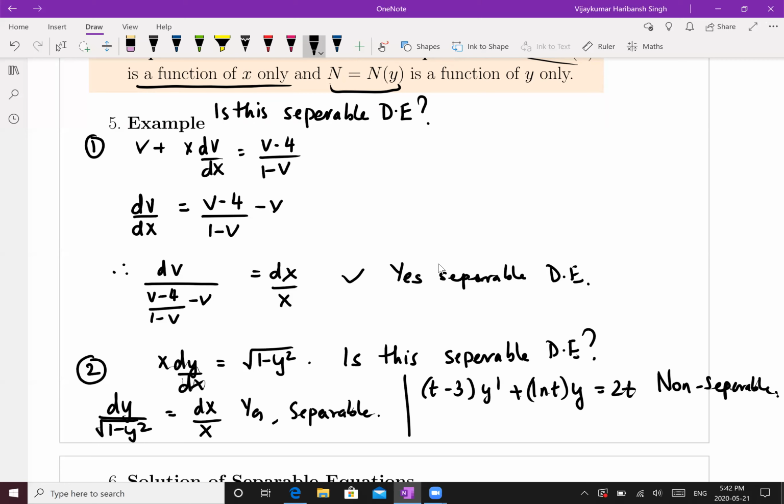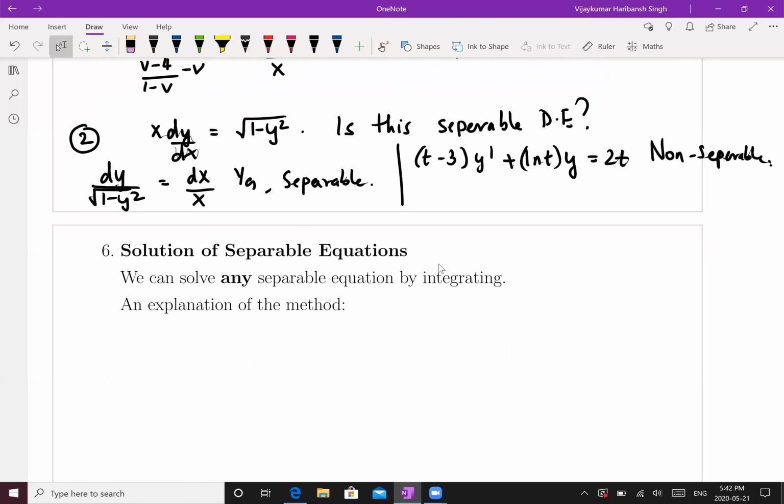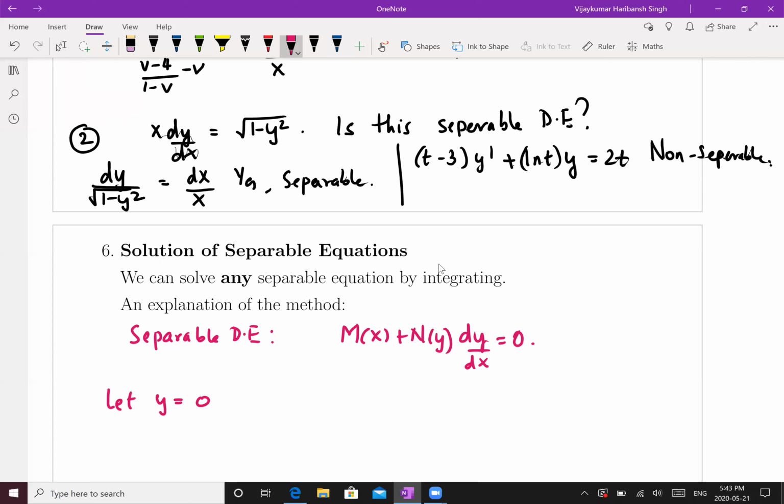So then the question is, how can we solve any separable differential equation? Let's see how its method works. A separable differential equation looks like M(x) plus N(y) dy/dx equals 0. Let y equals phi of x be the solution to the differential equation. If y equals phi(x) is a solution, then this equation can be turned into M(x) plus N(phi(x)) phi prime(x) equals 0. Instead of y, I write phi of x, and instead of dy/dx, I write phi prime of x.